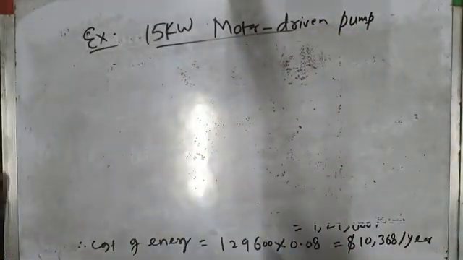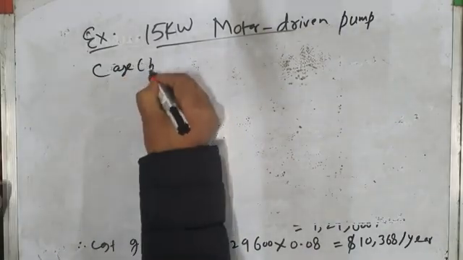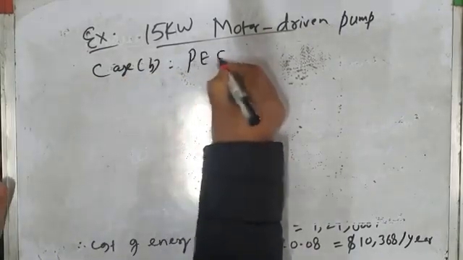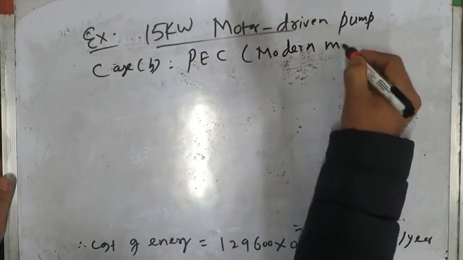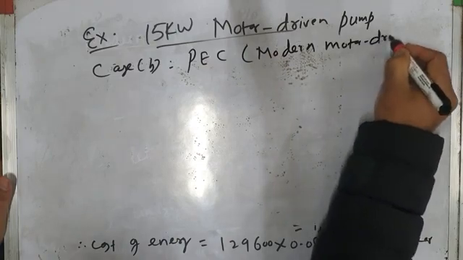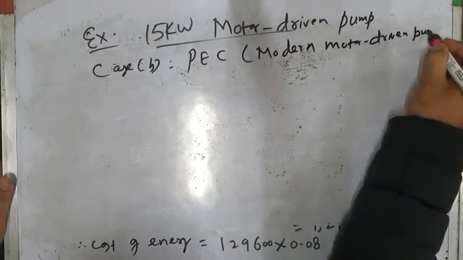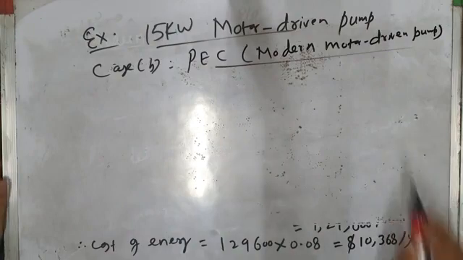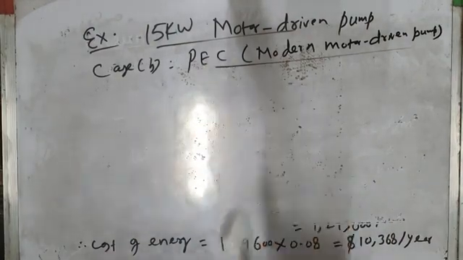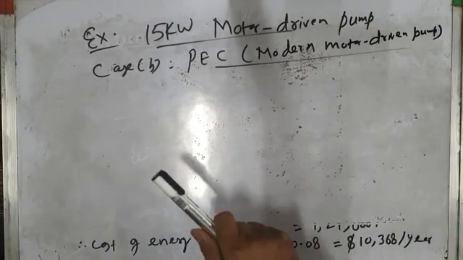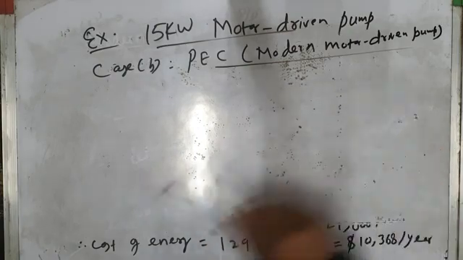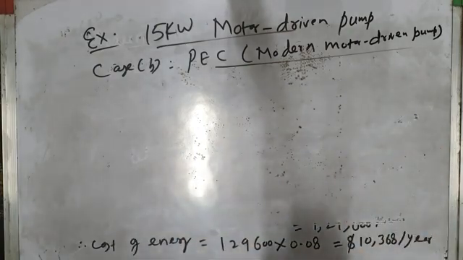Okay. Now let us take case B. Very quickly we will take case B. In case B, we are using a power electronic converter. That is a modern motor driven pump. In the modern motor driven pump, we have an adjustable speed drive. We don't have a fixed speed motor, we have a variable speed motor. The power electronic converter controls the speed of the motor as per flow rate. For high flow rate, the speed of the motor pump is high. For low flow rate, the speed is low, and hence flow rate is controlled. There is no throttling valve, and hence the energy consumption will be less.